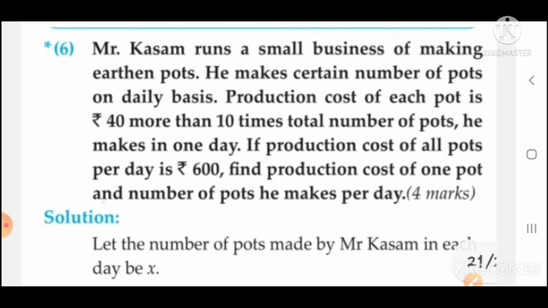If the production cost of all the pots per day is rupees 600, okay, he is making the pots, and if the production cost is 600 rupees per day, find the production cost of one pot and the number of pots he makes per day.